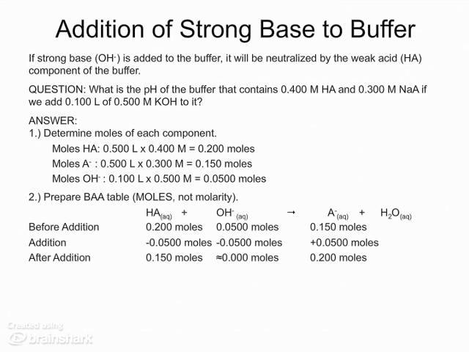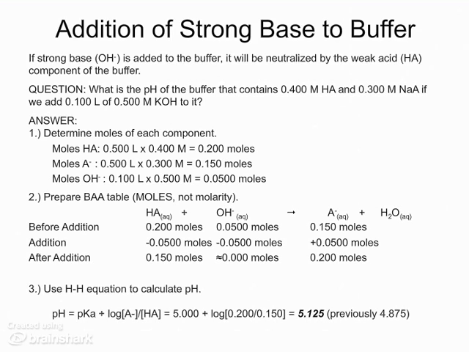Now we use our BAA table again with moles, not molarity. So for HA we have 0.2 moles, for OH minus we have 0.05 moles that we're adding, and for A minus we have 0.15 moles, and we ignore water. Then when the reaction happens, the OH reacts with HA to remove 0.05 from the left side and generate 0.05 moles on the right side. So after the addition we have 0.15 moles of HA, no OH minus, and 0.2 moles of A minus.